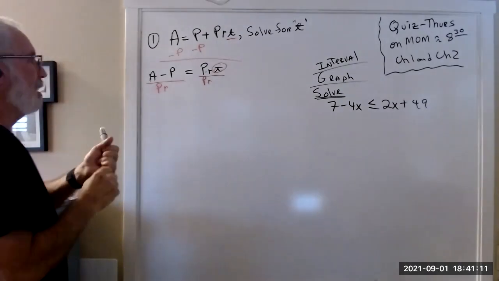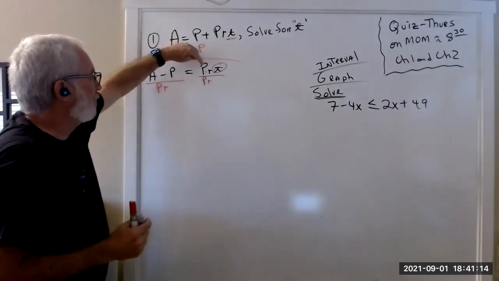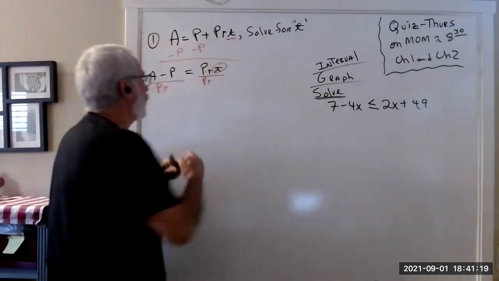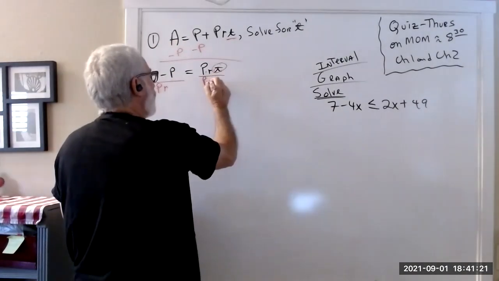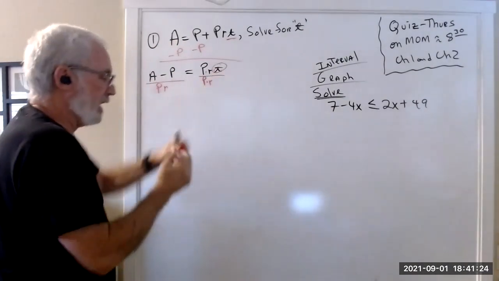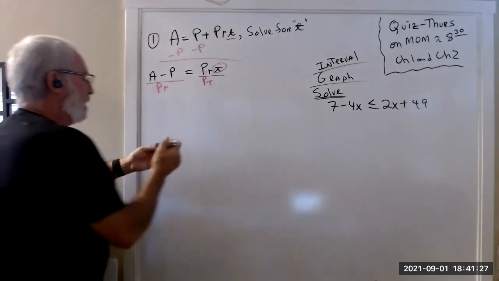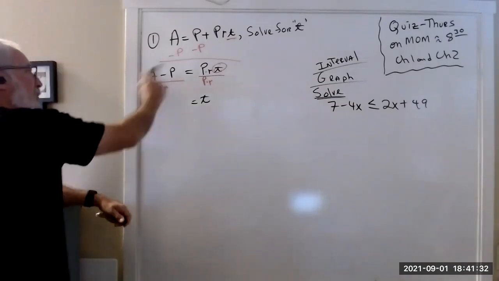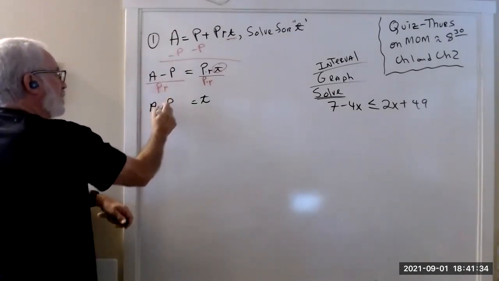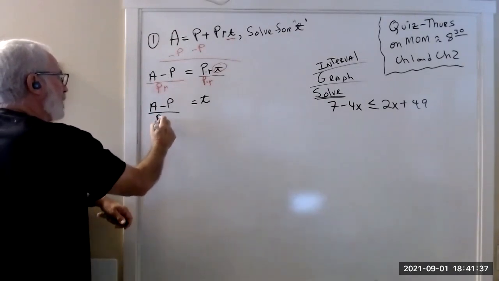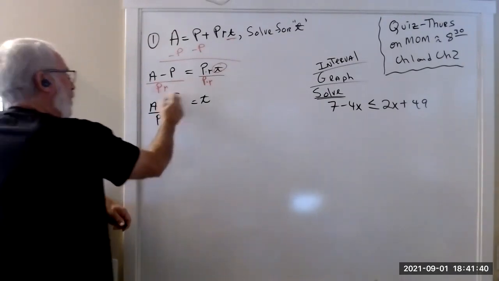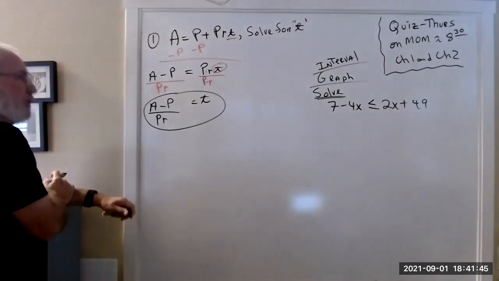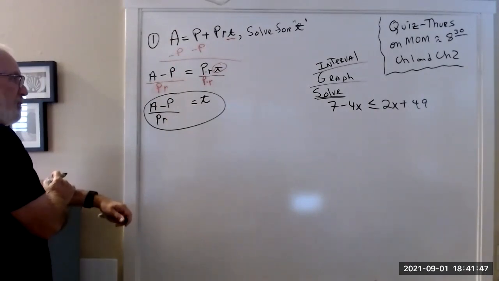Okay. I know because those are P times R times T, but I'm dividing by P times R. So I know that all of those P's and R's are going to cancel each other out. Okay. And I'm just going to get T all by its own. Yay. Okay. This I can't do much with, so I'm just going to leave it as A minus P over PR. And that would be good enough. You've satisfied the problem. You got T alone.